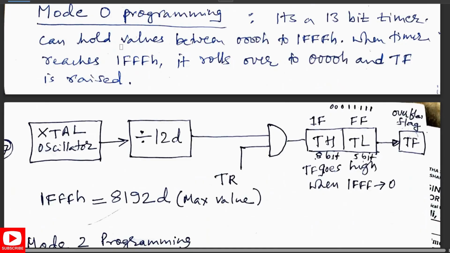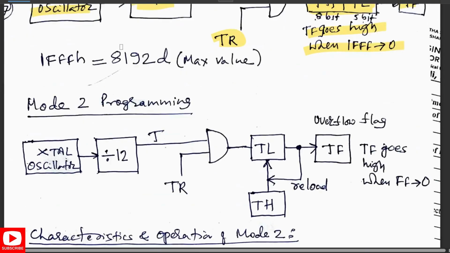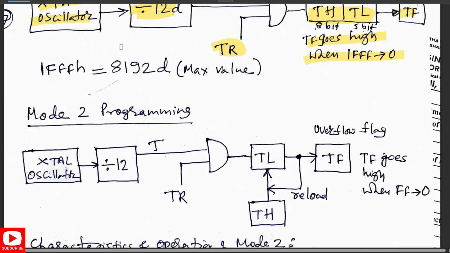So here the diagram is: the XTAL oscillator is divided by 12 and directly given to the AND gate, and the other input is TR. We give that to the timer TH and TL. So TF goes high when 1FFH rolls over to 0, and hence the overflow flag. This was about the timer mode 0 programming.